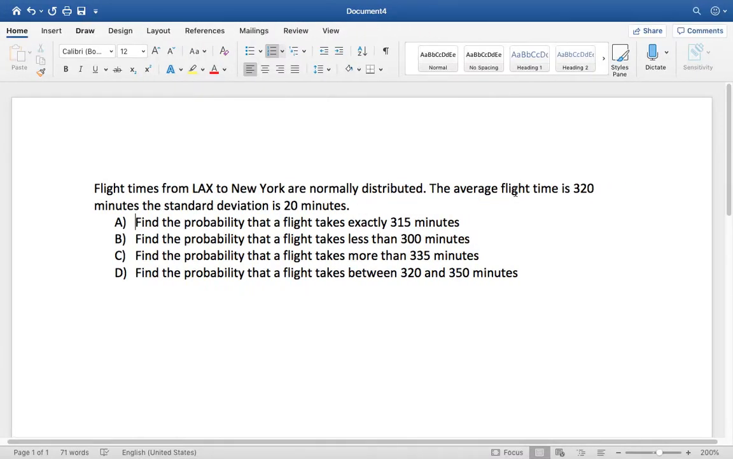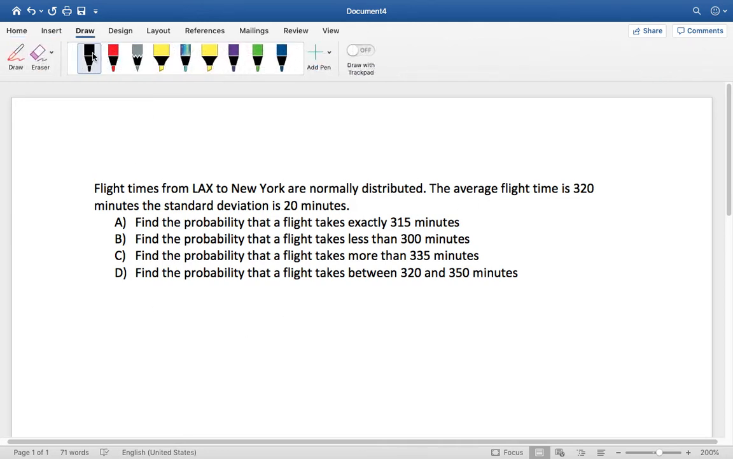Flight times from LAX to New York are normally distributed. The average flight time is 320 minutes and the standard deviation is 20 minutes. So what we're faced with here is a nice little question, and we're told that our random variable, the thing that is changing in this question that we're recording, is flight times. We're told the flight times are normally distributed, and that the mean, the average flight time, is 320 minutes, and the standard deviation is 20 minutes.